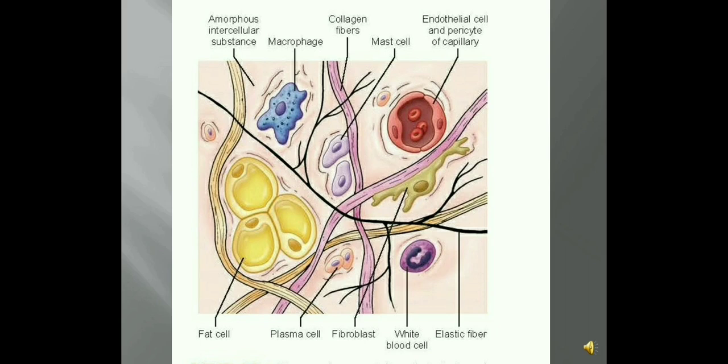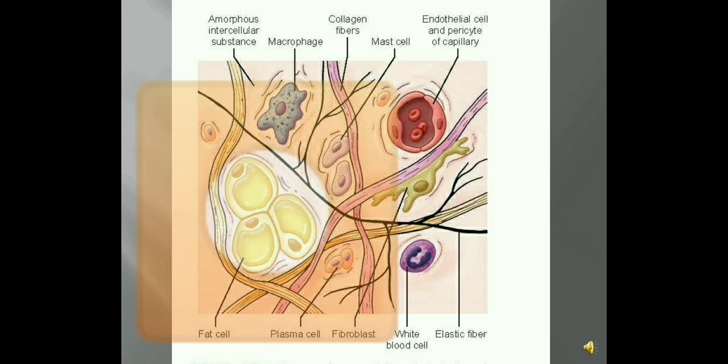Then the third type of cell is macrophage. Macrophages are amoeboid and phagocytic cells. If I say phagocytic cells, that means they have the function called phagocytosis. That means they engulf all the cell debris or whatever antigen enters inside your body. Then they are amoeboid, meaning they are shapeless. They do not have any particular shape.